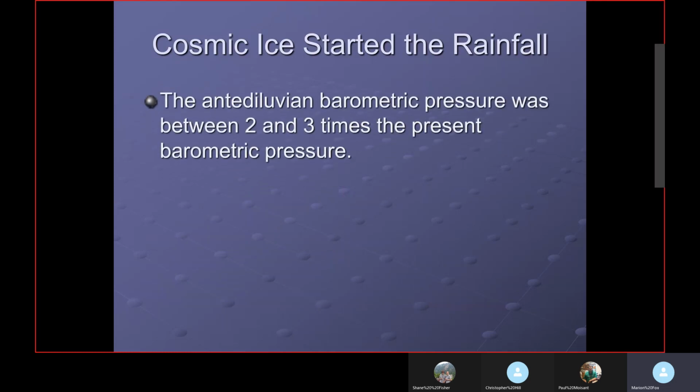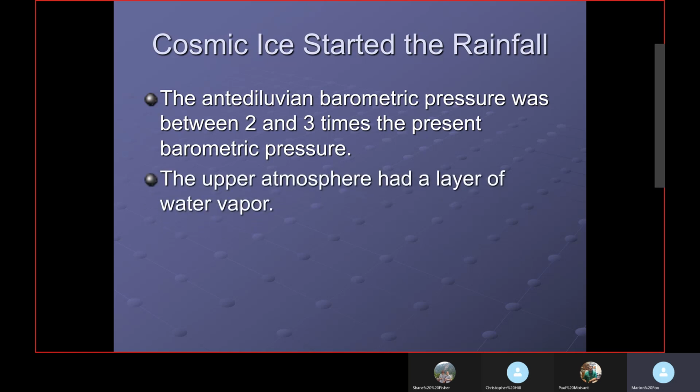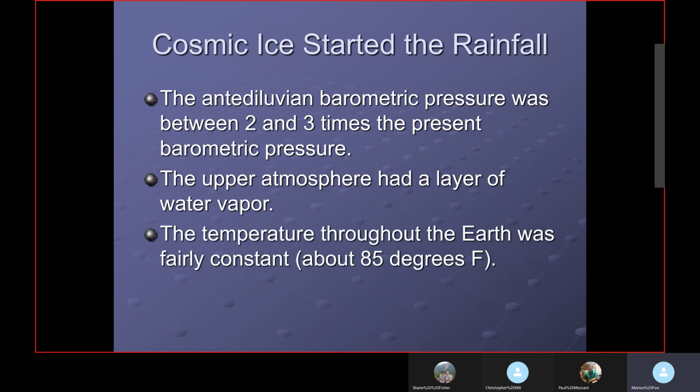Okay. The antediluvian barometric pressure was between 2 and 3 times the present barometric pressure. We'll show evidence of that later as we develop this. We'll show scientific evidence of it. The upper atmosphere had a layer, I believe, of water vapor. The water is above the firmament, and the temperature throughout the earth was fairly constant. We'll give evidence for that as well from the fossils and so forth.